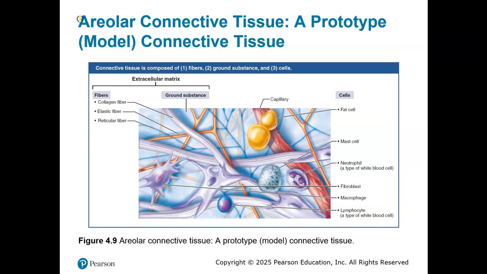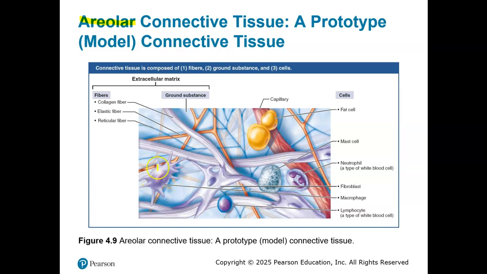Areolar connective tissue is a loose connective tissue, and basically it has all of the protein fibers in its extracellular matrix. It has collagen, elastic fibers, and reticular. The ground substance is kind of like a gel, and it's got a lot of different cell types. It's got fat cells, mast cells, different white blood cells, like a neutrophil is found here, which is a white blood cell, and it's a phagocyte that engulfs germs. Then we have the fibroblasts that produce more protein fibers. Here's a fibroblast, and then here's a macrophage.